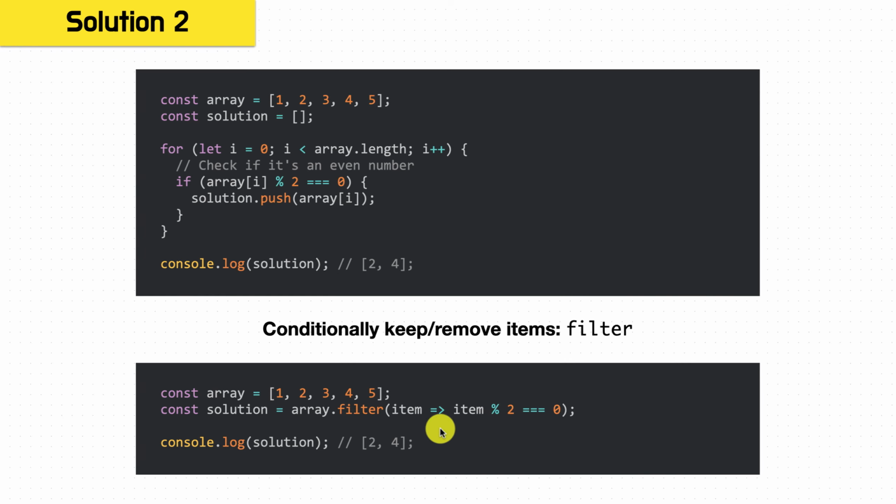So when you run filter, it goes through each item. Then you apply a Boolean statement. It should return true or false. And if it returns true, it is kept in your output array. And if it returns false, then it is just filtered out or removed. Item modulo 2 equals 0. If that remainder is 0, then it's even. We keep it in the array. Otherwise, for the odd ones, they're just excluded in this new solution array.